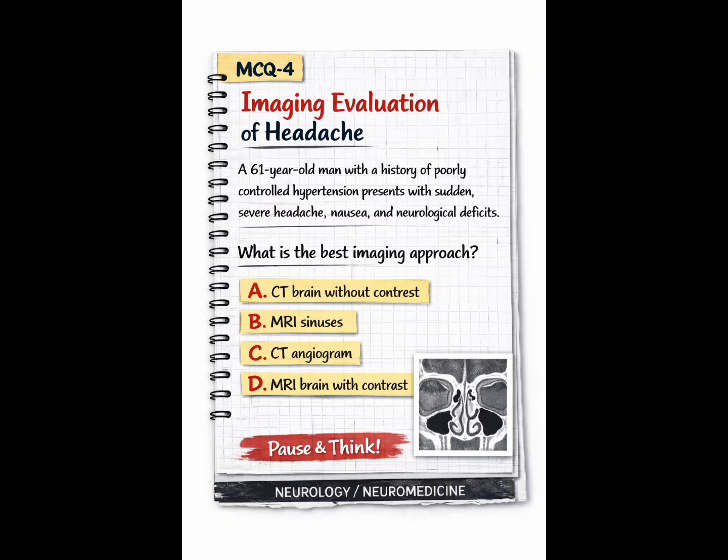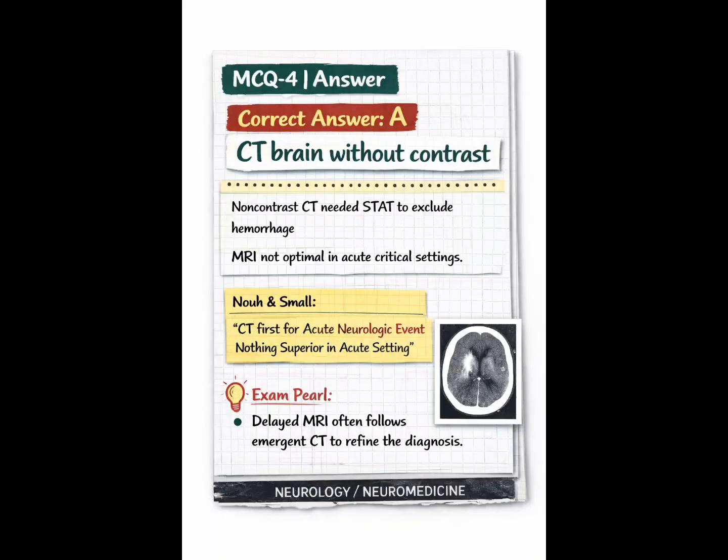An elderly man with a history of poorly controlled hypertension presents with sudden severe headache, nausea, and neurological deficits. What is the best imaging approach? The correct answer to this question is a non-contrast CT, which is needed STAT. Exclude an intracranial hemorrhage. Let us move to the next question.